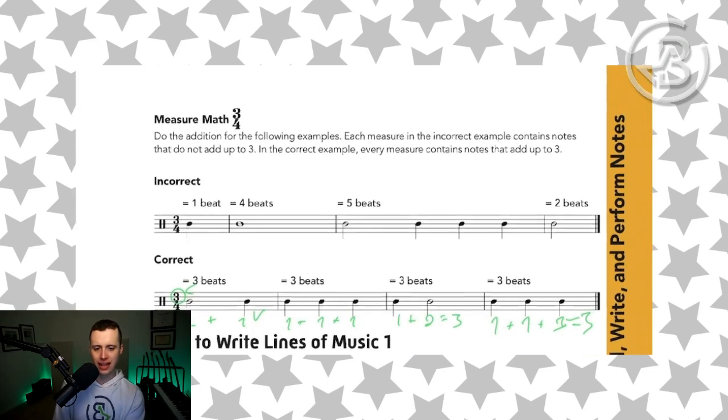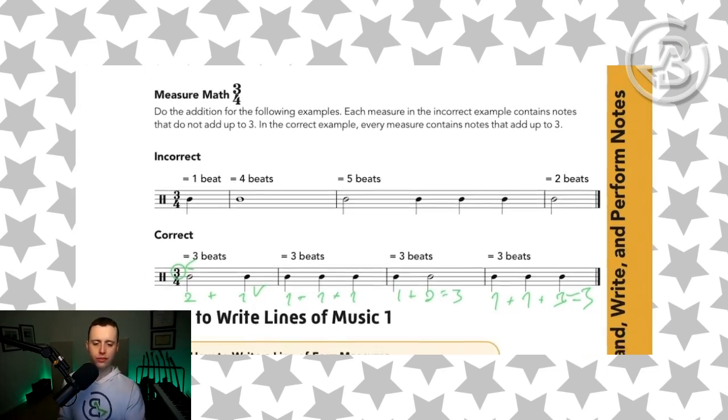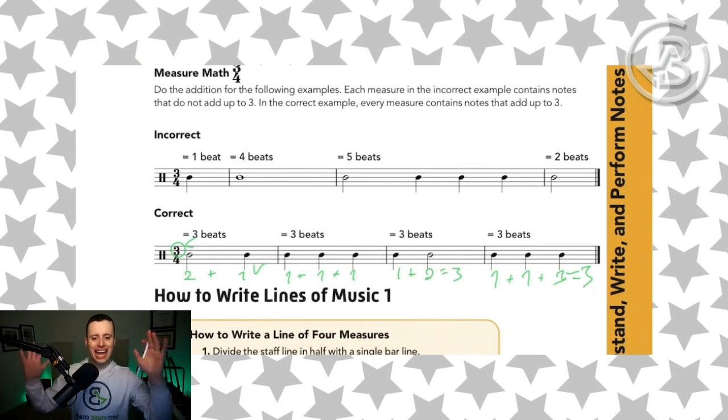So whenever you write in 3/4, make sure that in every single measure, you have 3 beats or 3 counts worth of notes. No more and no less. You cannot write a whole note in any measure in 3/4 because a whole note gets 4 beats or 4 counts, and each measure of 3/4 can only hold 3 beats or 3 counts. I will see you in the next lesson.